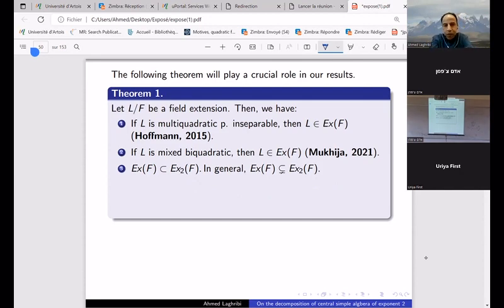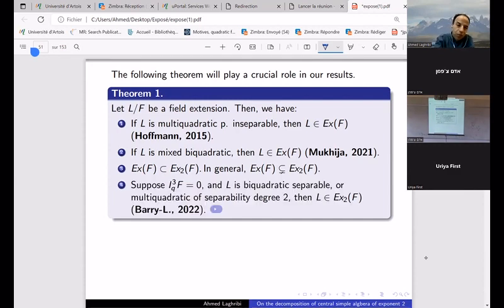Okay. And because we are interested in the case of homological two-dimension at most 2, in this case our field that we consider satisfies this condition, I^3 Q(F) is 0. So suppose that I^3 Q(F) is 0 and L/F is biquadratic separable or multi-quadratic of separability degree 2, then the extension is 2-excellent.